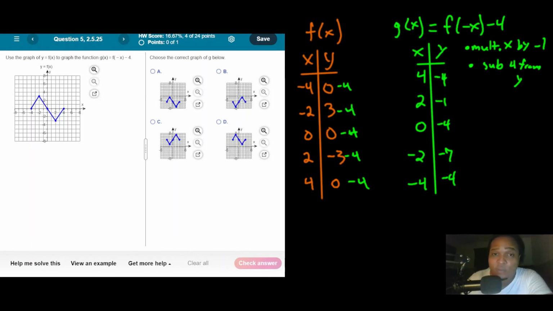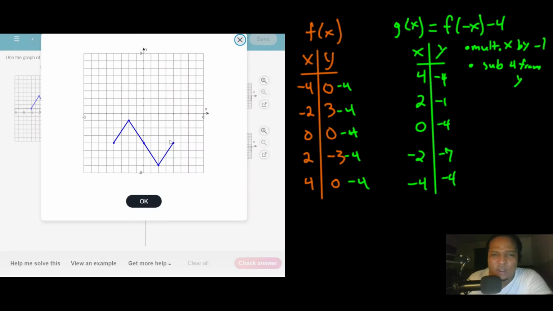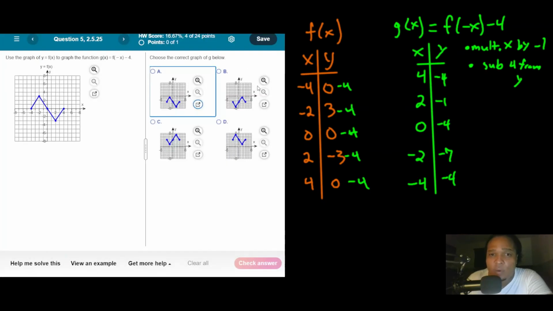Jot that down, memorize it, do what you have to do. It'll be helpful. Okay, so we have 4, negative 4. That could be it. It's not going to be C. It's not going to be D. It could be B or A. They look very similar, right? So let's go ahead and see if we can enlarge it. 4, negative 4. So 4, yep, there it is right there. 2, negative 1. Nah, it's not it. We need all of our points.